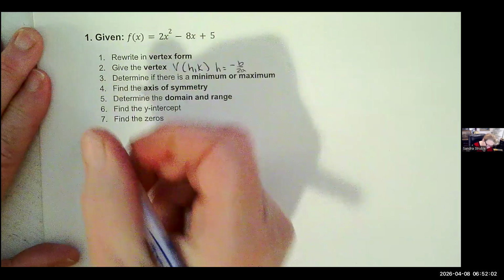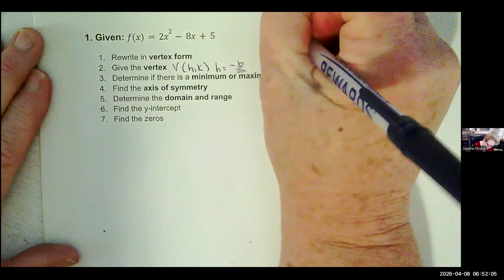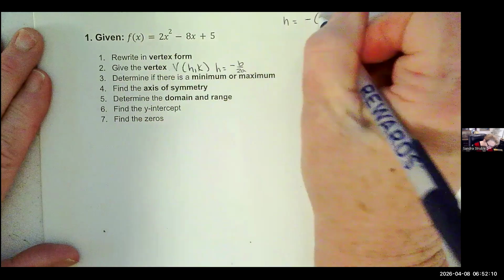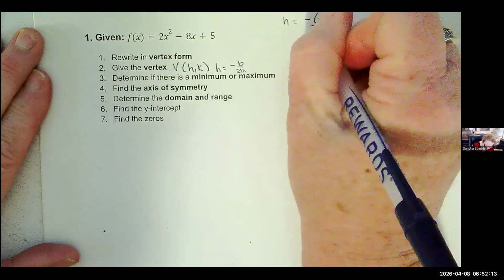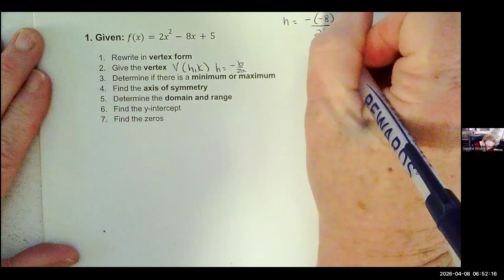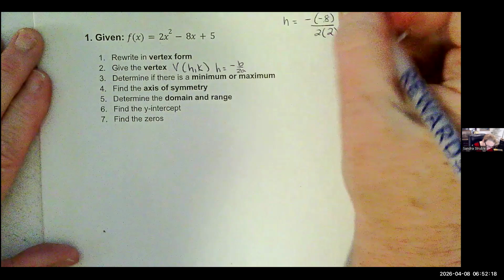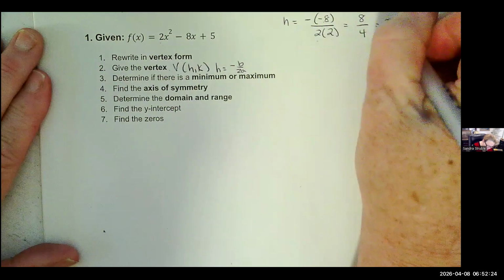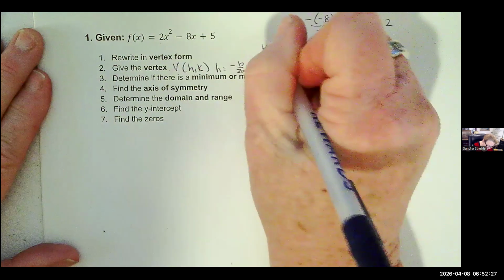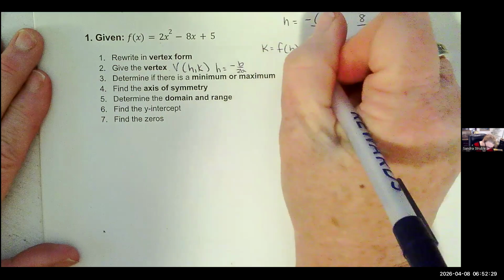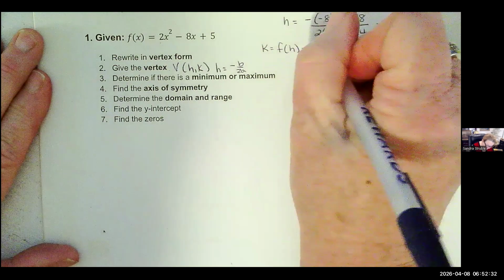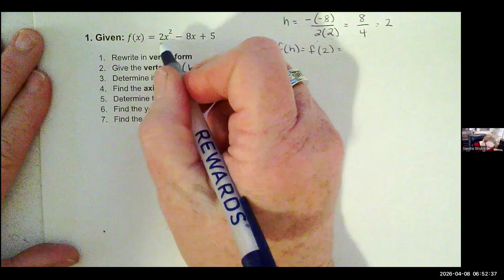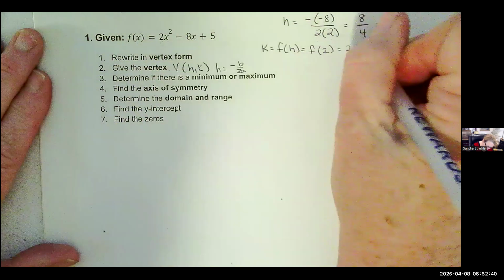So h is negative b, so negative b is negative 8, so negative 8 over 2 times a, where a is the coefficient of x squared, which is 2. Negative times a negative is a positive 8. 2 times 2 is 4. 8 divided by 4 is 2. So now we can find k. K is just f of h, so that means f of 2. We substitute 2 everywhere there's an x. So 2 times 2 squared minus 8 times 2 plus 5.